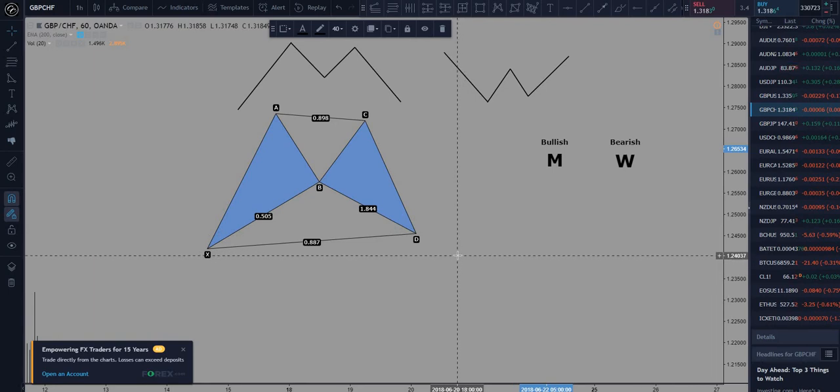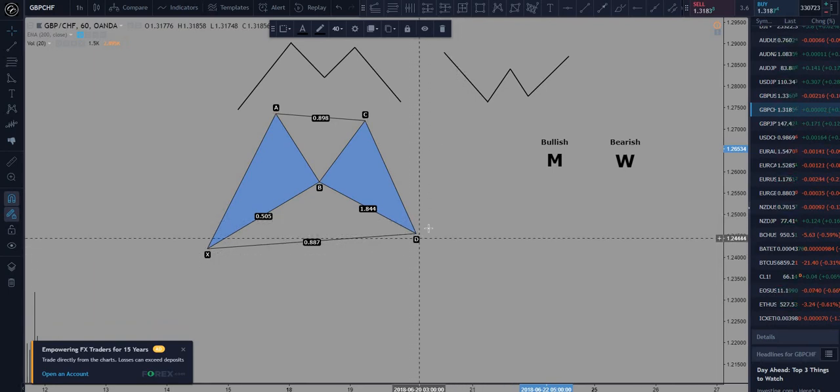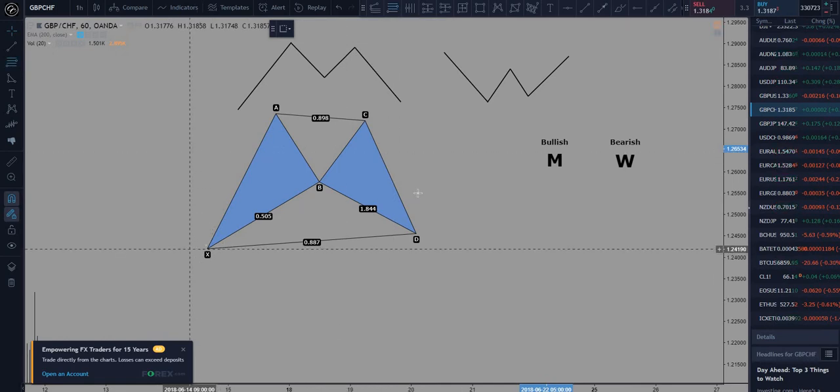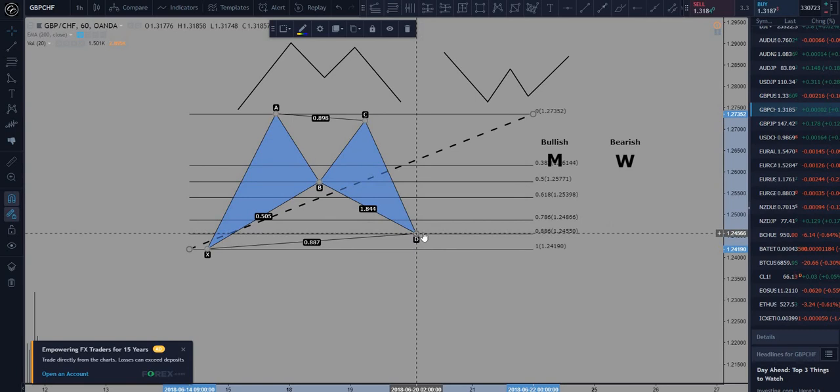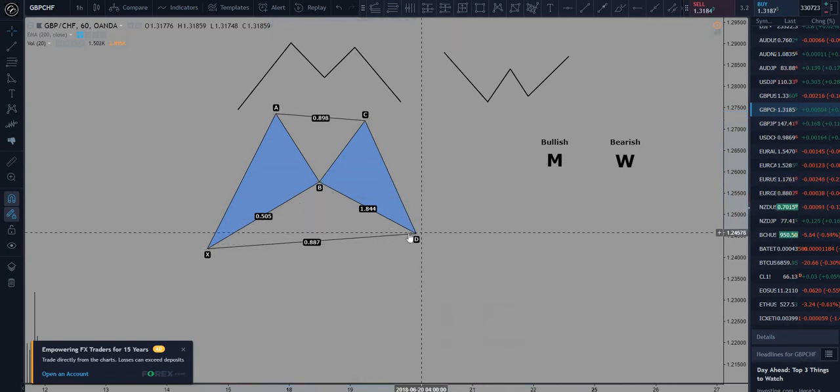Now, I'm going to go over how to manage the trades, but just to get it out there, you're not supposed to set a limit order at the D point. So what the D point is, is an 886 retracement from X to A, basically the entire pattern. It's an 886 retracement. This is the completion point of the pattern, and we'll go over what to do once price has actually reached this point.